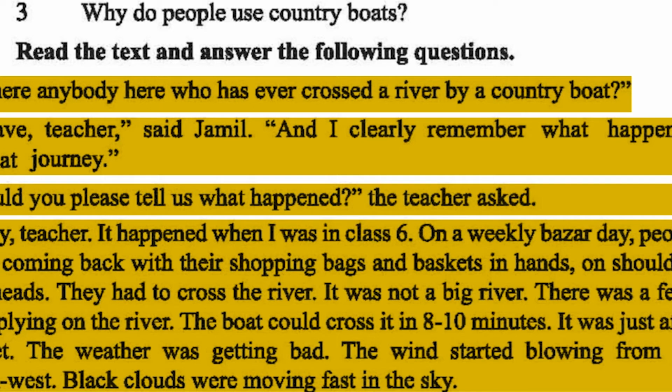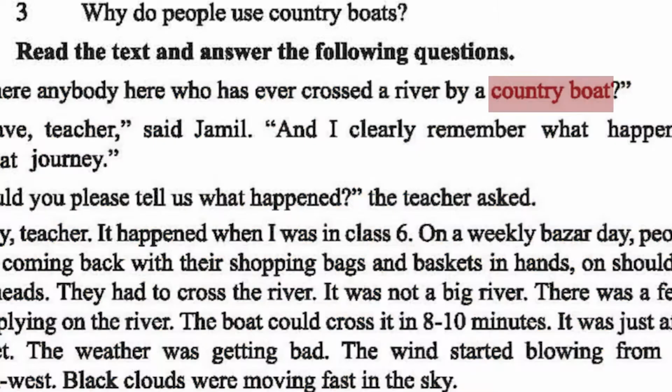It was just after sunset. The weather was getting bad. The wind started blowing from the northwest. Black clouds were moving fast in the sky. So from this passage, you need to highlight the hard words like country boat, baskets, plying, blowing, clouds, moving fast. And I'm going to the next para.